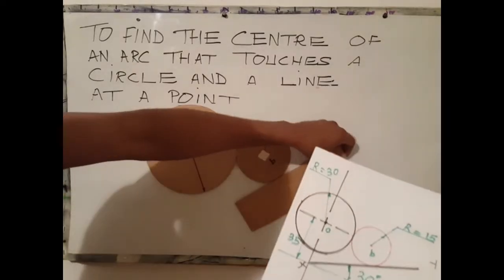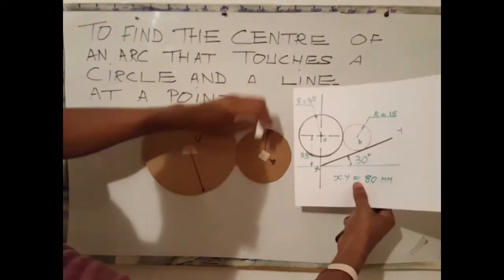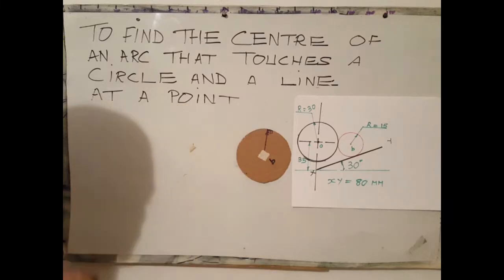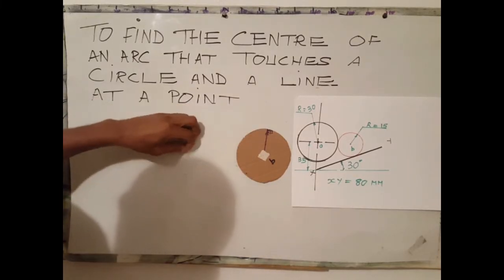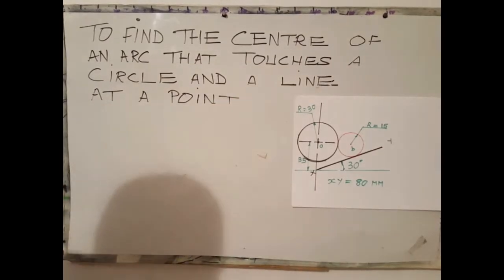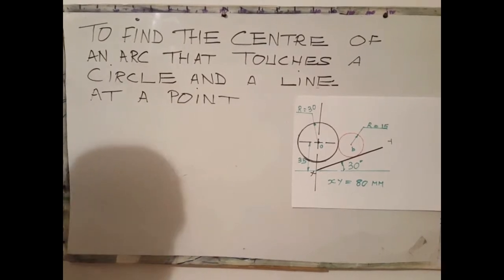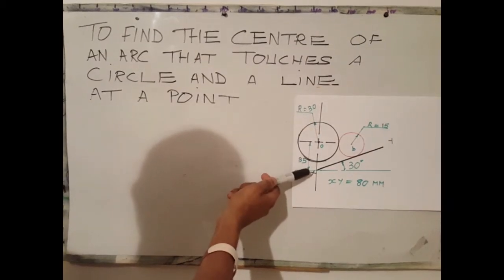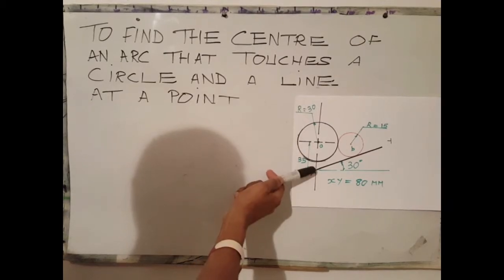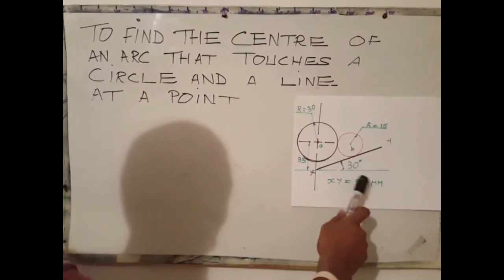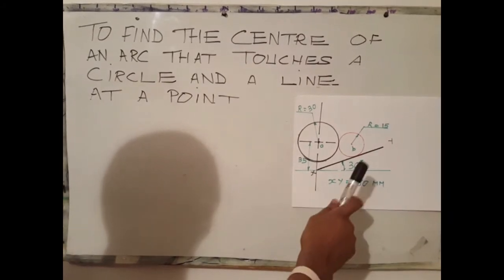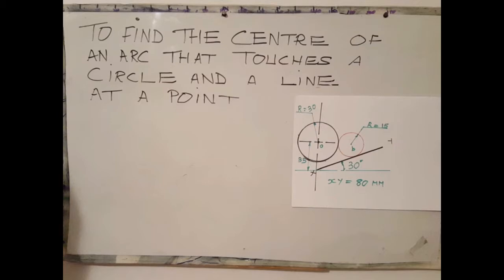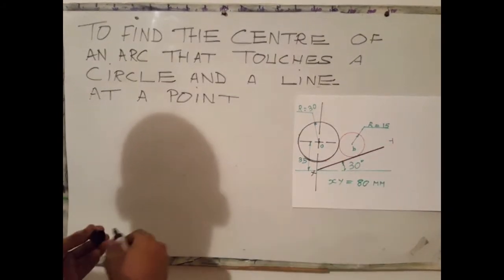Here we have a drawing. Please take note of that drawing. We have a line. Here we see we have a circle of radius 30, which is placed at a distance of 35 millimeters from the edge of a line. This line is inclined at an angle of 30 degrees. It's also important to note that this line has a length of 80 millimeters. The first step would be to draw an inclined line at 30 degrees.